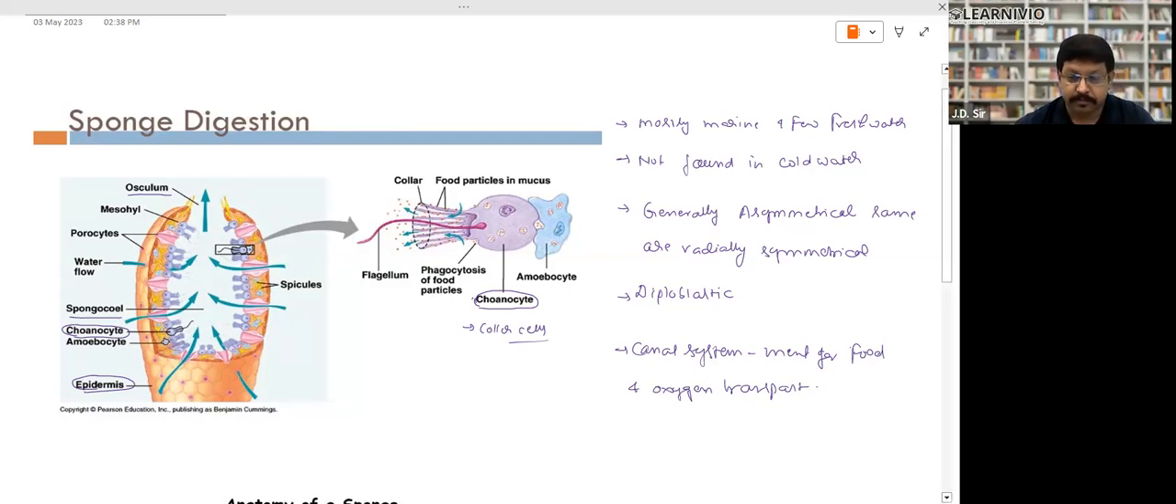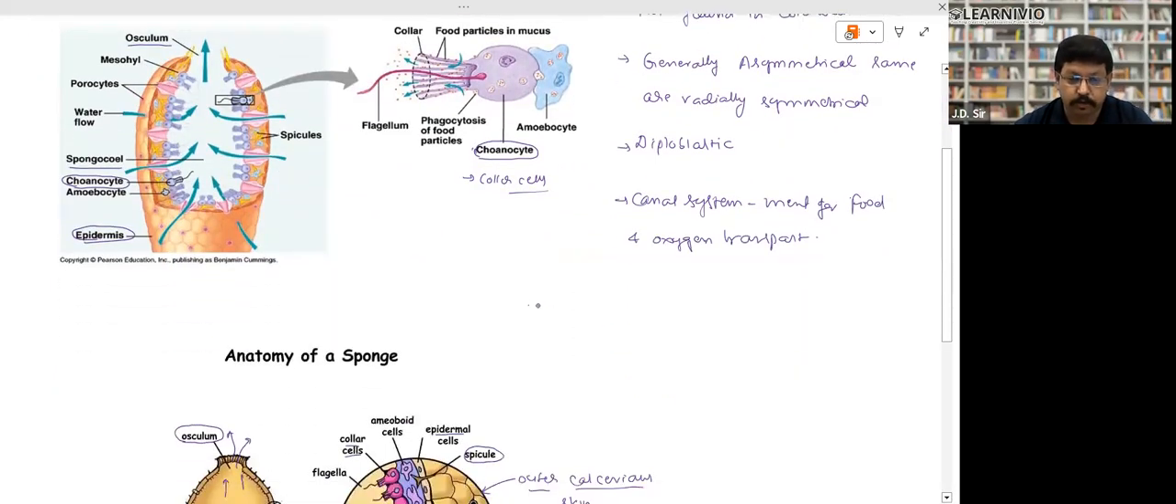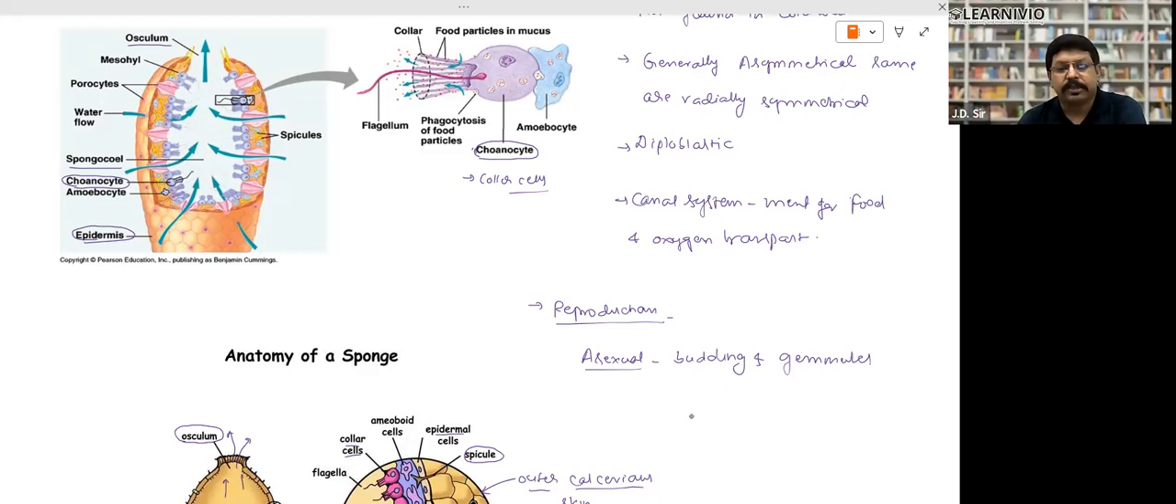Reproduction, one more important thing. How do they reproduce? Normally asexual reproduction takes place, and asexual reproduction is also found. Asexual reproduction takes place through budding, where a small bud comes out, detaches and becomes a new sponge, and through gemmules. A small reproductive gemmule formation takes place. When the mother sponge dies, this gemmule will become a new sponge, right?